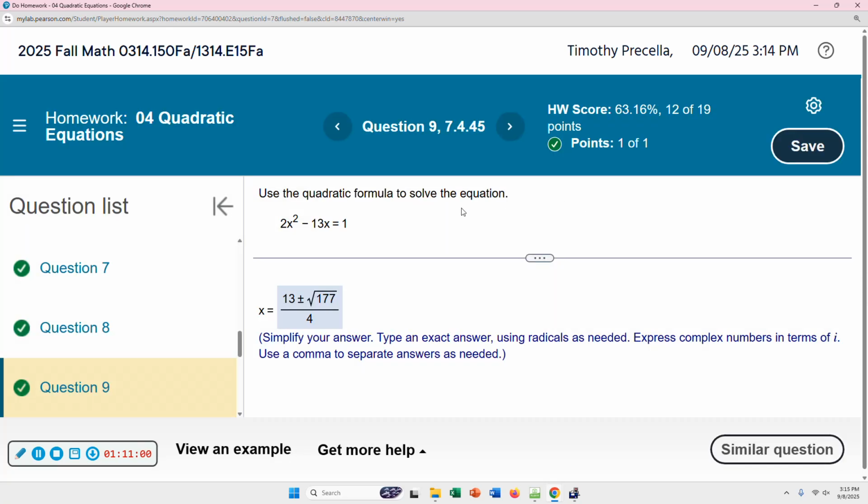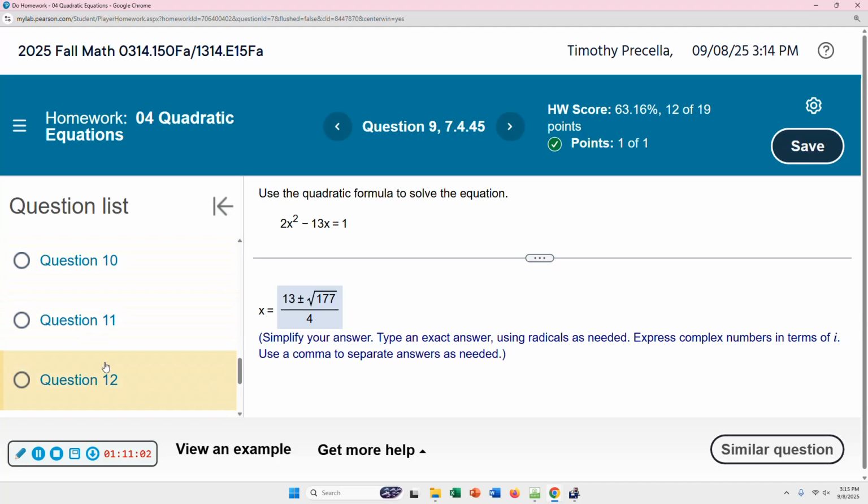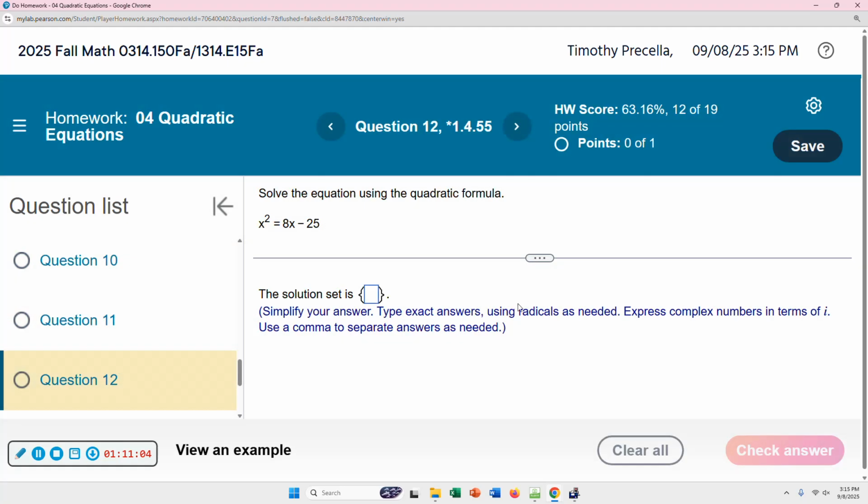I want to do number 12. 10 and 11 are real similar. Number 12, I'm not sure why I like number 12. Why do I like it better than 10 and 11? Oh, I see why, okay. I thought it said x squared minus 8x equals 25. It says x squared equals 8x minus 25.